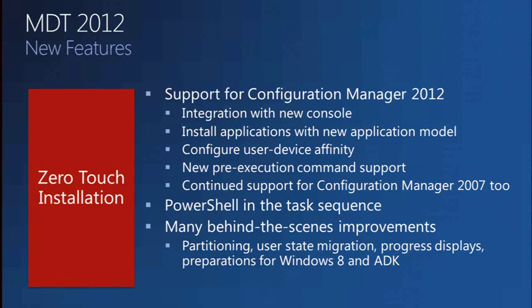On the partitioning side, with MDT 2010, if you created a Config Manager task sequence using MDT, that would by default create a single partition, regardless of the operating system that you were deploying, which isn't a recommended configuration again. If you're deploying Windows 7, you should be creating two partitions, a boot partition and an OS partition. So we've updated the task sequences to always create that appropriate partition structure when you're doing a bare metal deployment.